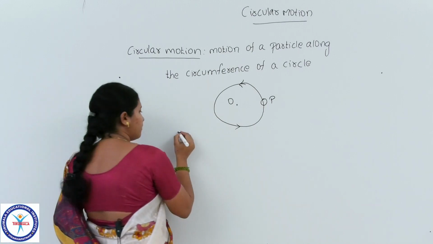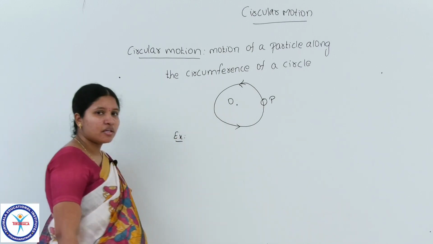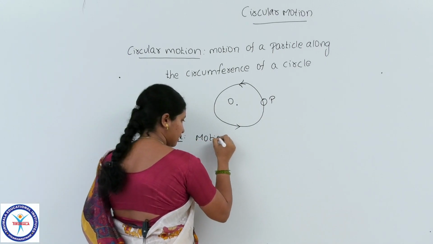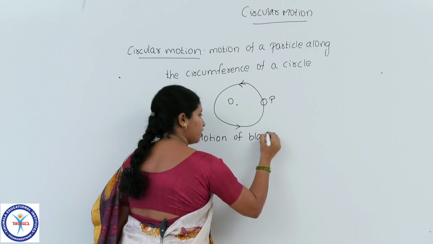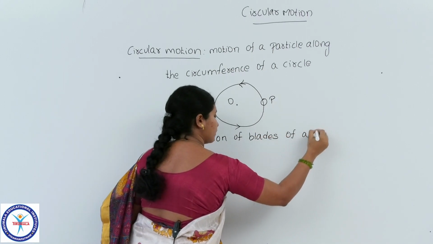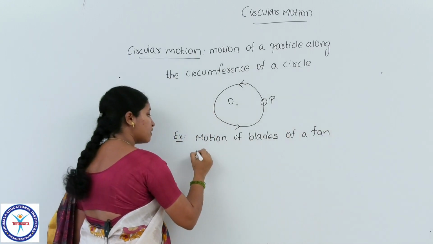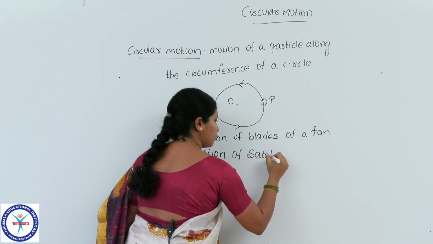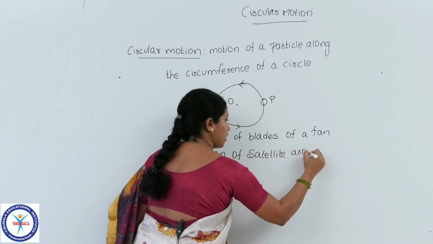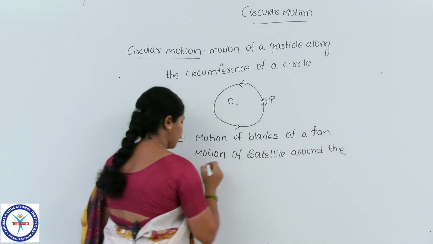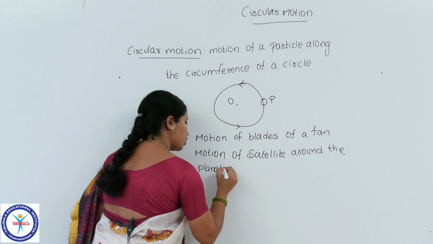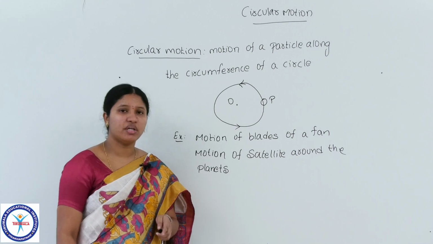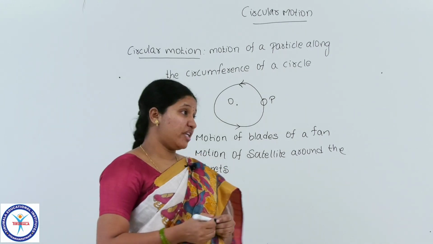In our day-to-day life, we observe many examples of circular motion. Some of the examples are motion of blades of a fan, motion of satellite around the planets, and motion of tips of hands of a clock. These are some of the examples of circular motion that we observe in our day-to-day life.